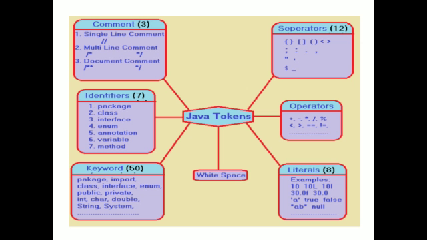Next, identifier ಅಂದರೆ ಏನು ನೋಡೋಣ. Identifiers are programmer defined tokens. They are used for naming classes, methods, variables, objects, labels, packages and interfaces in the program. And Java identifiers follow the following rules.